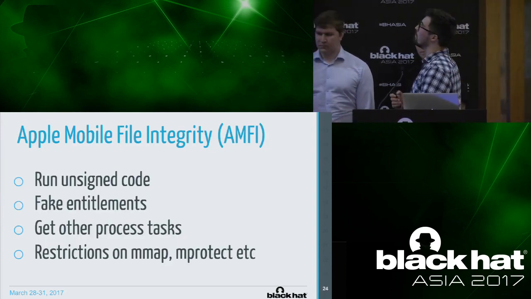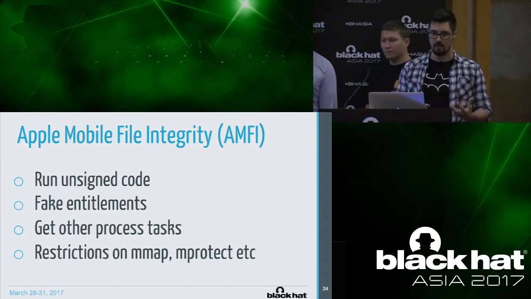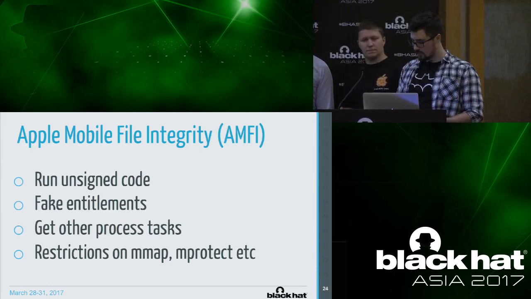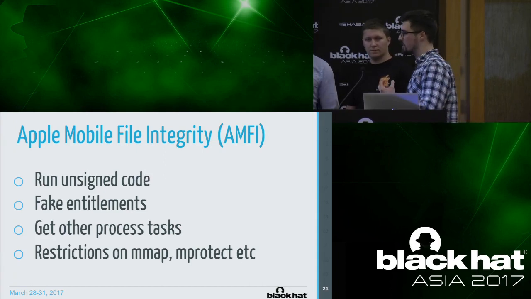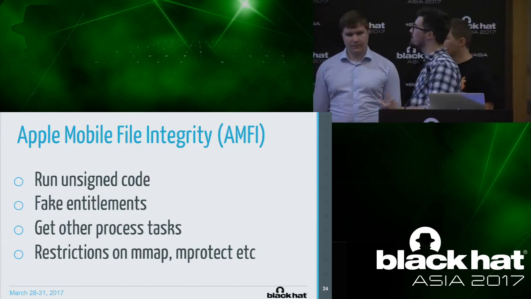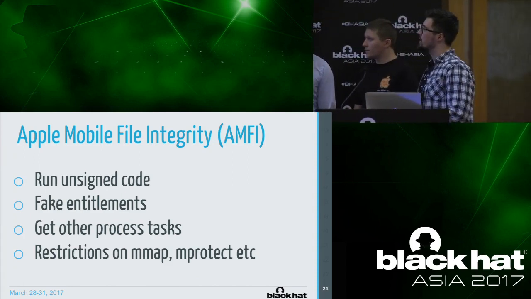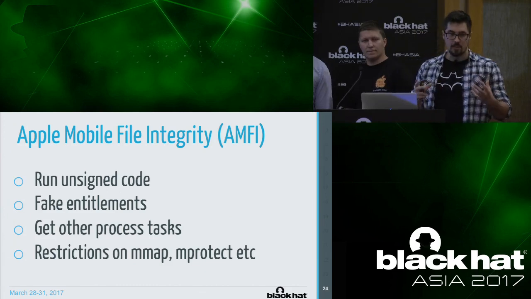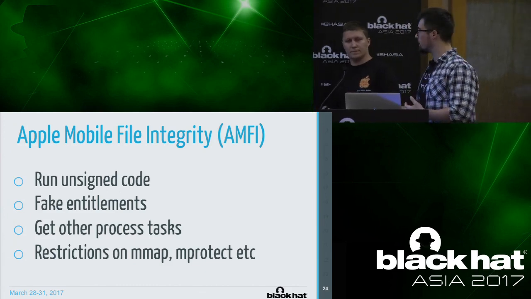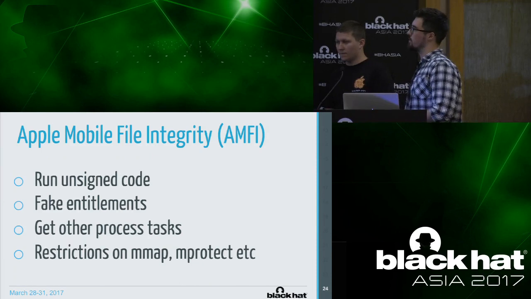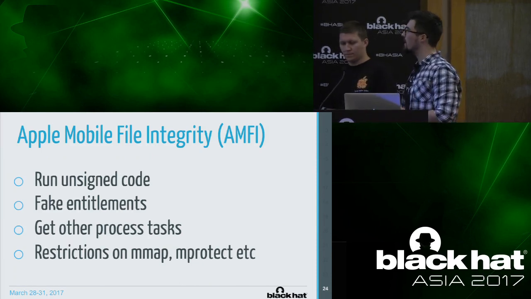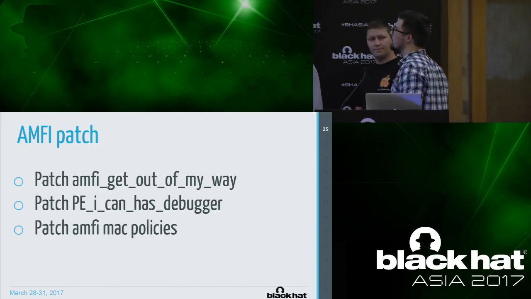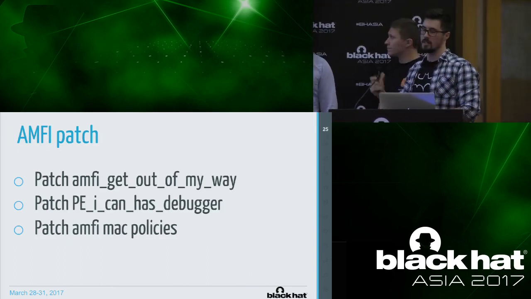Next thing is Apple Mobile File Integrity. It's like a main module that is checking that code is signed, that it is properly signed by a certificate, and that the entitlements match the hashes that are in a code sign. It grants access to other processes' task ports and has restrictions on mmap and so on. So it's a pretty powerful kernel extension. And for sure, for making a full jailbreak, we need to disable Amphi.